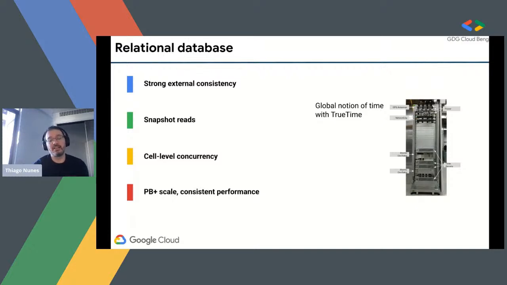And under the hood, this is powered by TrueTime. TrueTime is basically a system to give a global notion of time. It uses GPS and atomic clocks to achieve that. And it also manages an uncertainty level in the global time. We're going to talk more about this in a few slides.